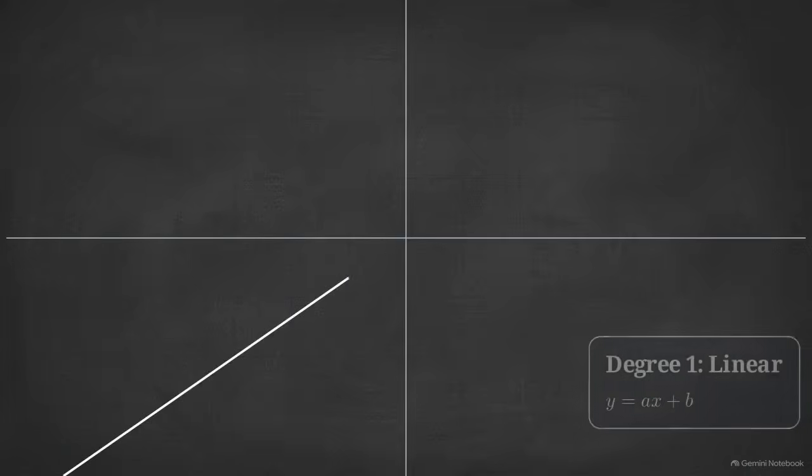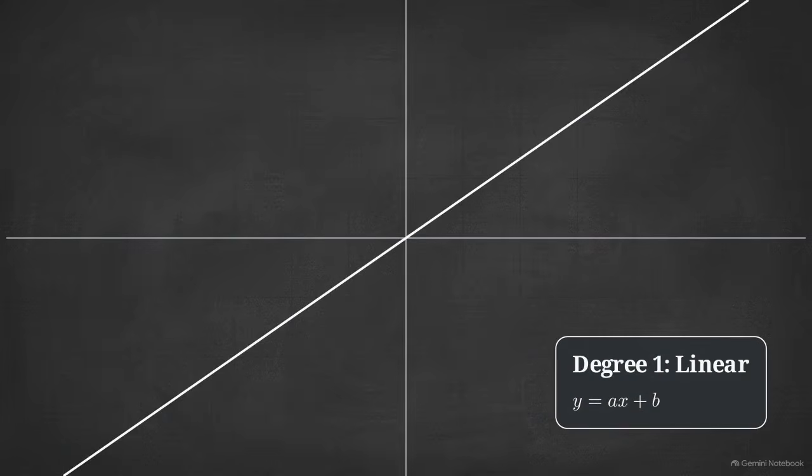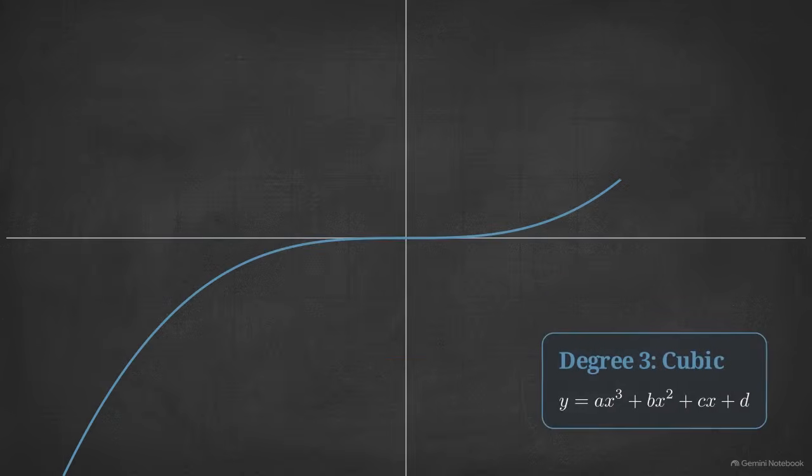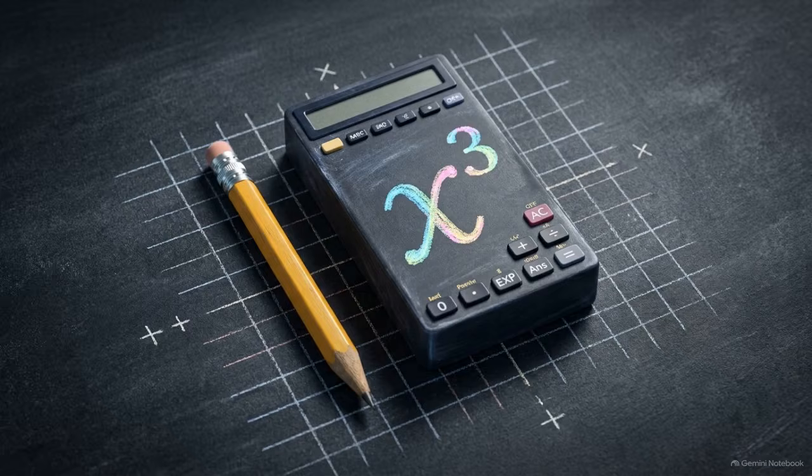A degree 1 polynomial is linear, producing a perfectly straight line. A degree 2 polynomial is quadratic, which always forms a parabolic curve. A degree 3 cubic polynomial creates an S-curve, a shape used to design smooth transitions in architectural splines. Identifying the highest exponent allows us to predict the physical shape of a curve before plotting a single coordinate point.